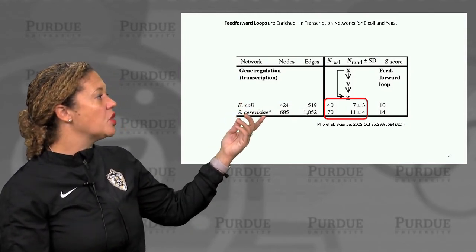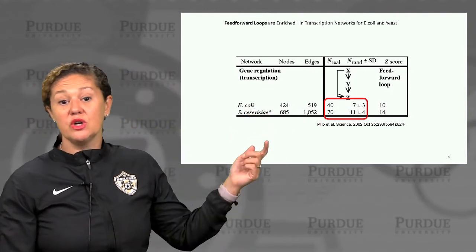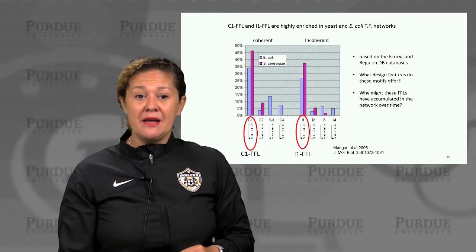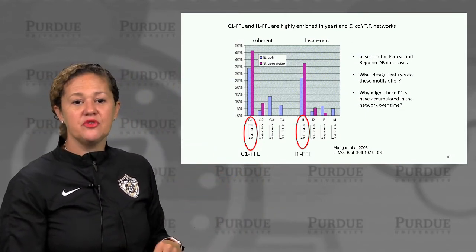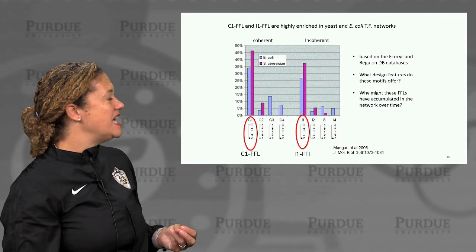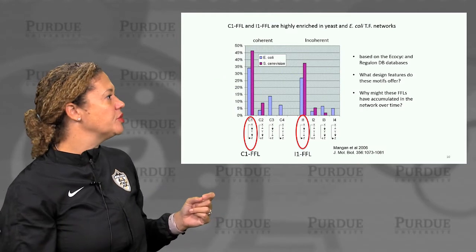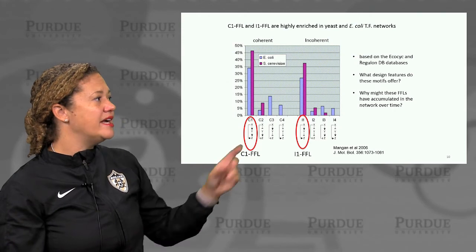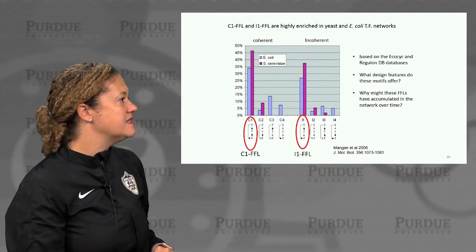This was also done for a yeast transcription factor network, again seeing a similar degree of enrichment in that system. So what about our subtypes? They also went in and asked the question, of our 8 subtypes of feed-forward loops, are some of those enriched more than others? And it turns out the answer was yes, that coherent type 1 and incoherent type 1 feed-forward loops were highly enriched in both the yeast and E. coli transcription factor networks that they looked at, based on existing databases of connections.